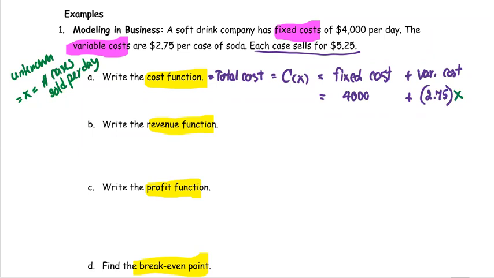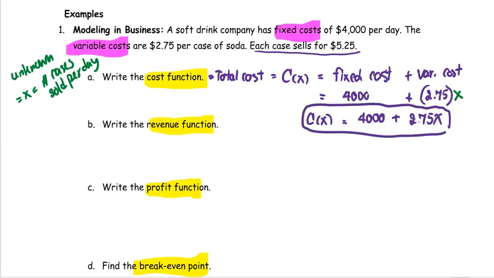Okay, so for part A, the answer is going to be C of x, as C is a function that depends on x, the number of cases sold, equals 4,000 plus 2.75 multiplied by x, and I box it. So this is the answer for part A. Okay, so part A is done.